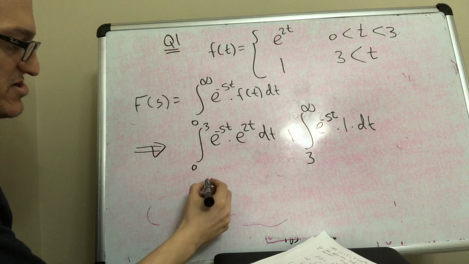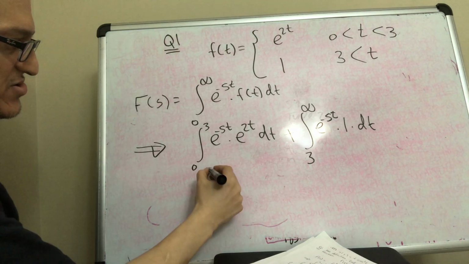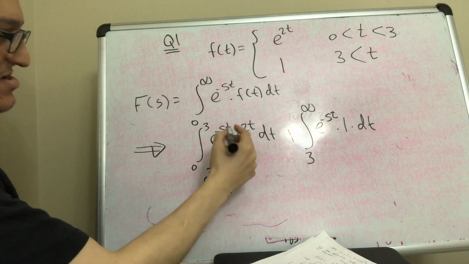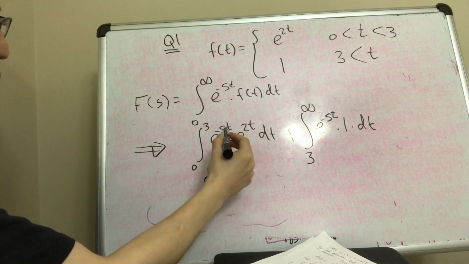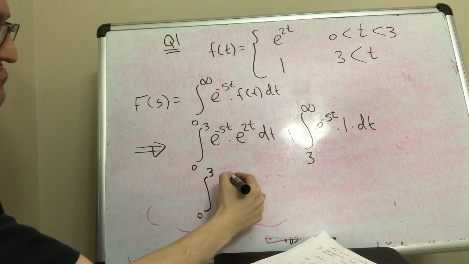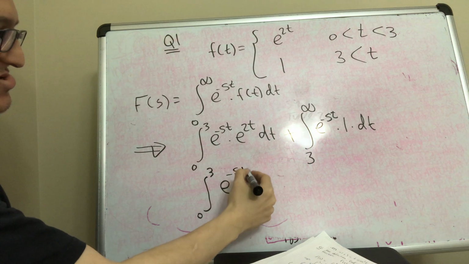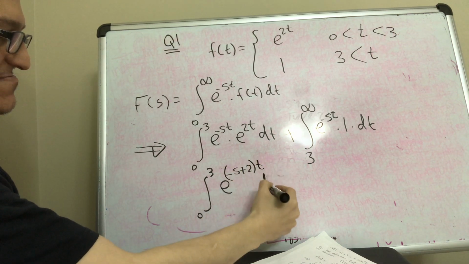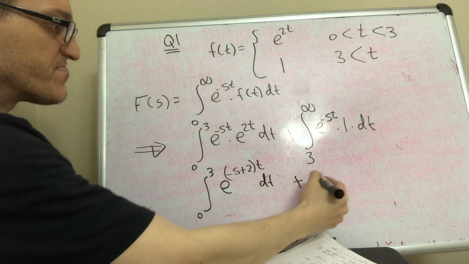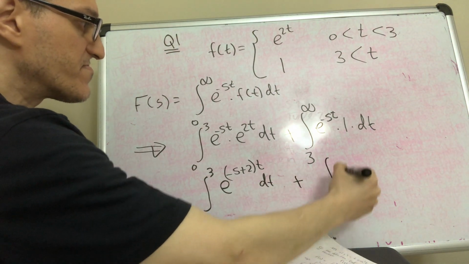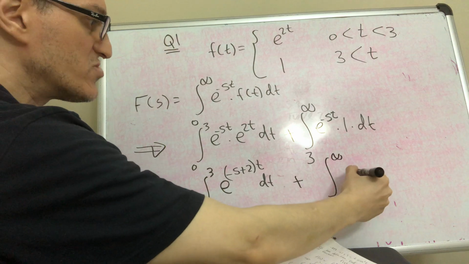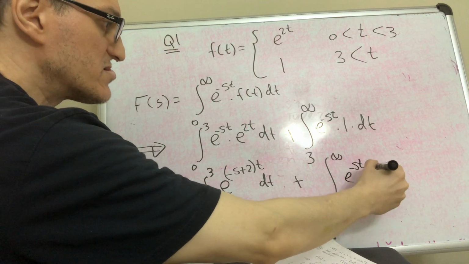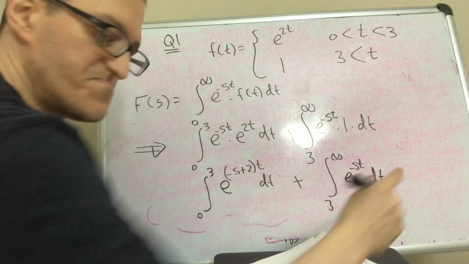So basically you're integrating from 0 to 3. Now you add the exponent. This plus this becomes negative s plus 2 t dt. And times 1 would be just e to the minus st dt.